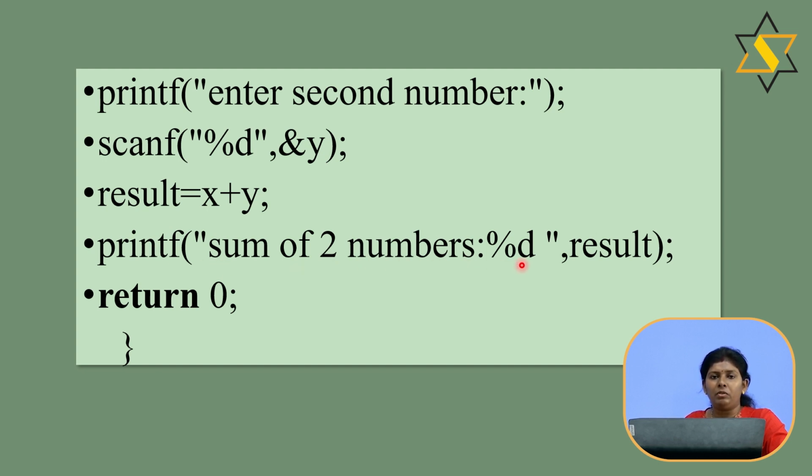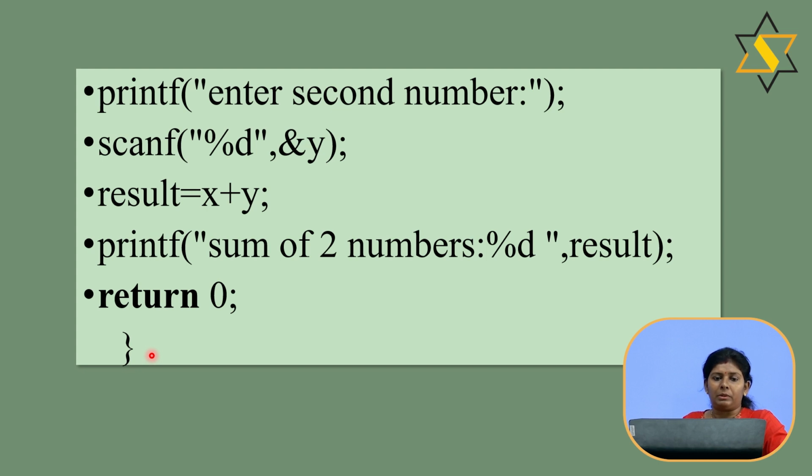What kind of output will it be? Integer, float, or character? Integer, because our data types for x and y are integer, and the result data type is also integer. So that's why here it is %d. How can I identify whether it is %d or %c or %f? It is based on our variable, whichever variable you call here. If you call x, then you have to pass %d. If your data type is float, then you have to mention %f.